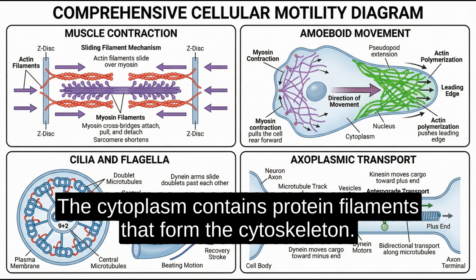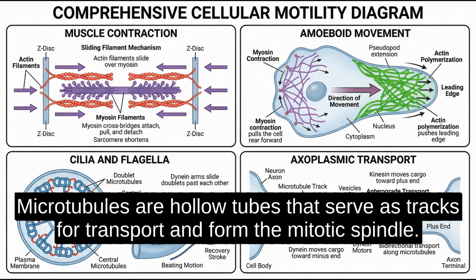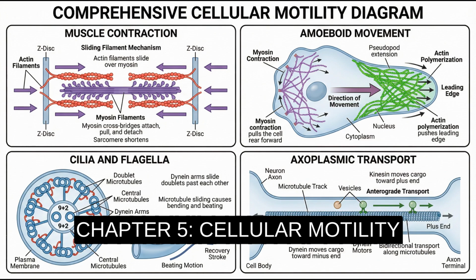Endocytosis brings large molecules into the cell by engulfing them in vesicles. Exocytosis releases substances by fusing vesicles with the plasma membrane. Cell junctions connect cells in tissues. Desmosomes provide mechanical strength. Tight junctions seal cells together and prevent passage of molecules. Gap junctions allow direct communication between cells.